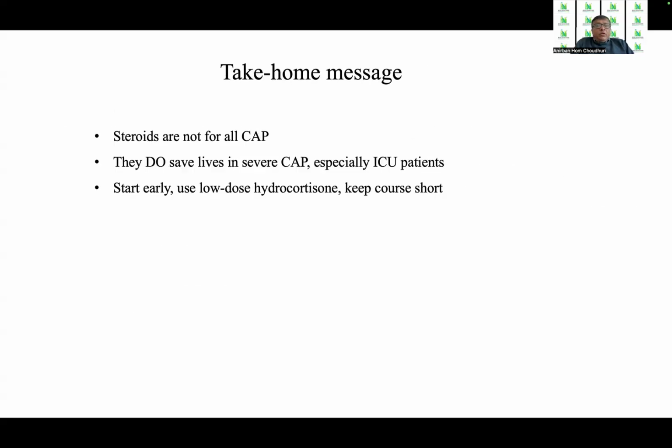So my final take-home message would be: steroids are not for all patients with community-acquired pneumonia. They do save lives in severe community-acquired pneumonia, especially in ICU patients. And when a patient with severe community-acquired pneumonia is in the ICU, we need to start early, use low-dose hydrocortisone, and also keep the course short.